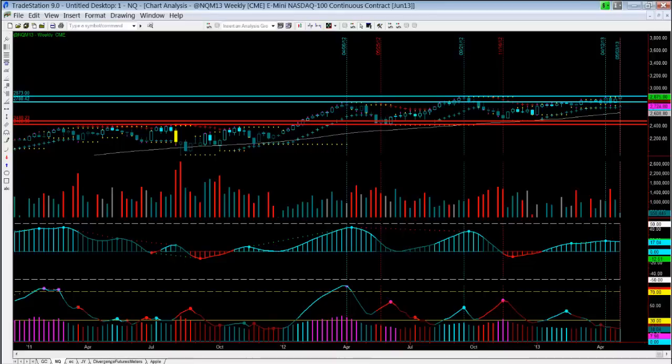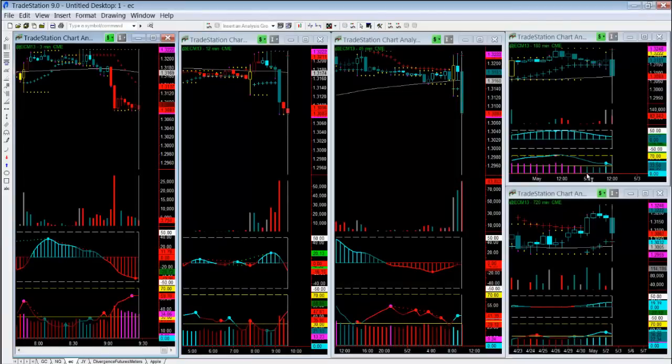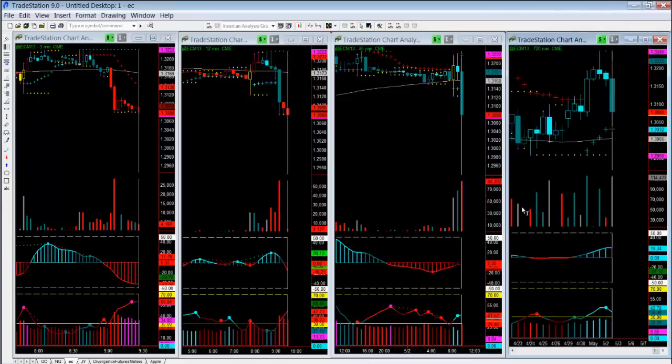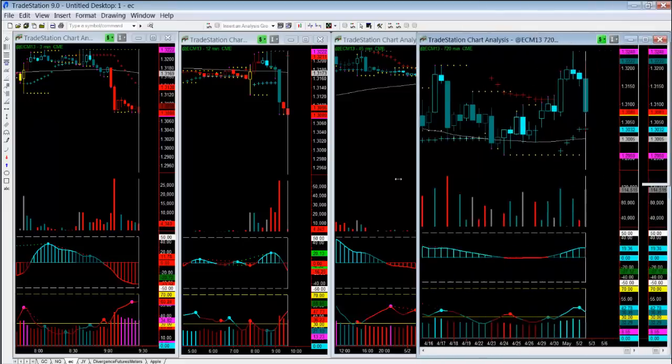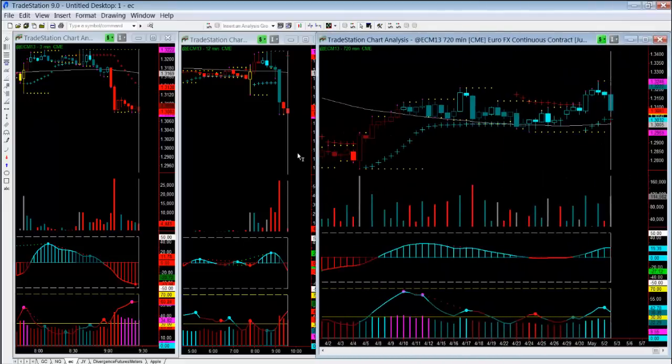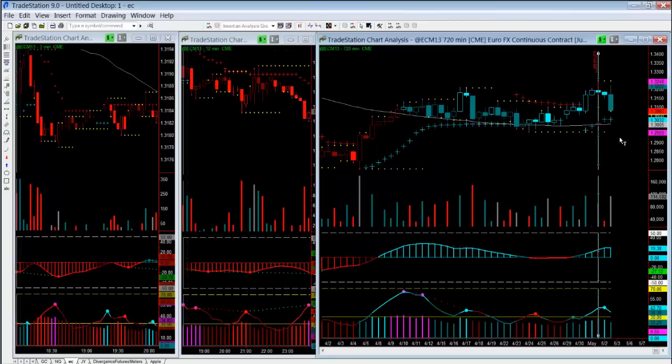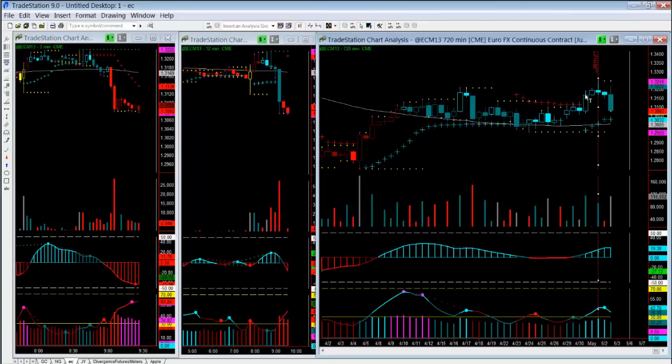All right, now let's go look at the euro. The euro was an interesting one on the higher time frames, because right as it got to the market top right here, what do you have? You have divergence. Now, this is why I like to use the ATR and the ADX.